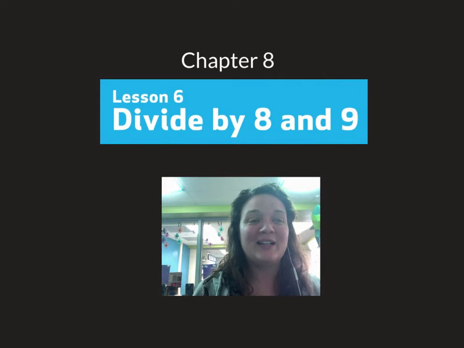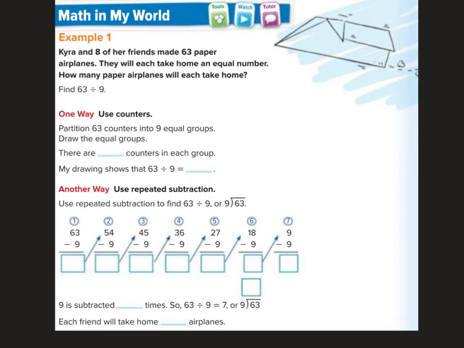So let's get started. All right, example 1 says, Kyra and 8 of her friends. So how many kids is that? That's 9 kids. Kyra plus her 8 friends is 9. Make 63 paper airplanes. They will each take home an equal number. How many paper airplanes will each take home? So we need to find what is 63 divided by 9.